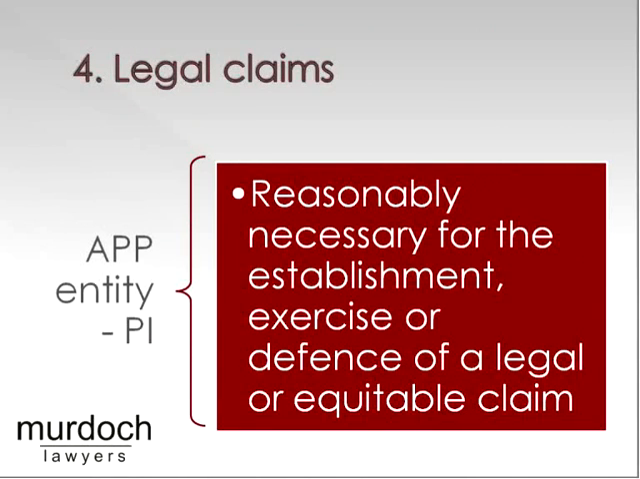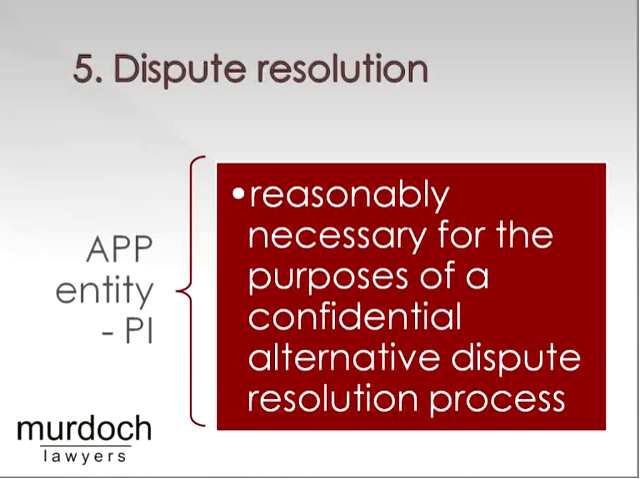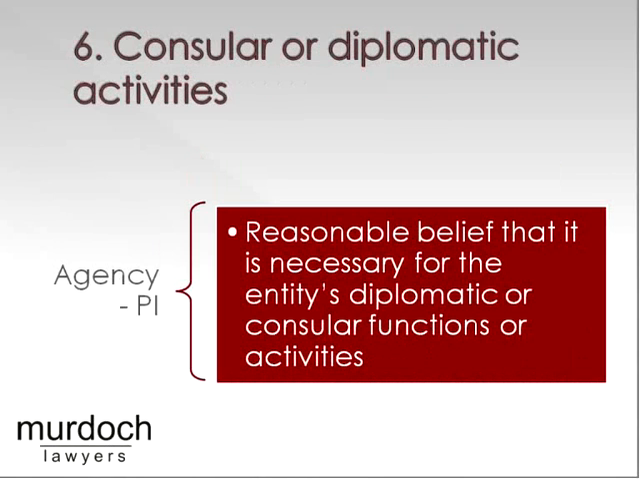Now the fourth general exception relates to legal claims. An organisation can use personal information where it's reasonably necessary for the establishment, exercise or defence of a legal or equitable claim. The next general exclusion is reasonably similar. It relates to dispute resolution. So it can be used where it's reasonably necessary for the purpose of a confidential alternative dispute resolution process.